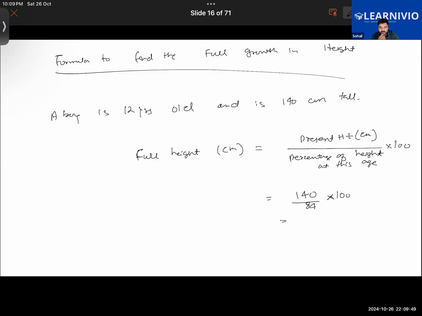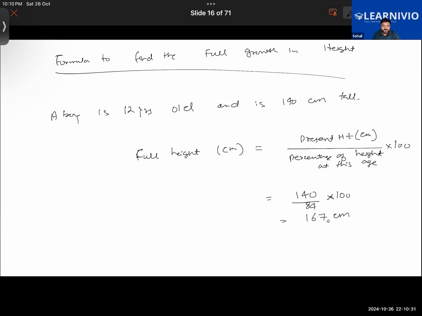Ibrahim, by now you should be done. Do it quickly. You should be getting close to 167. Okay, so approximately you should be getting 167. This number tells us that the full height this boy will attain by the age of probably 18 or 19 years will be 167 centimeter.